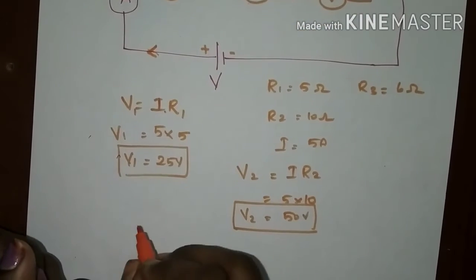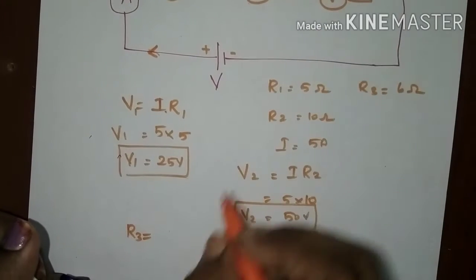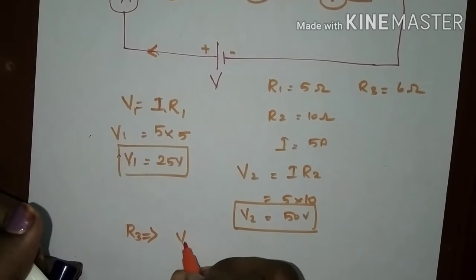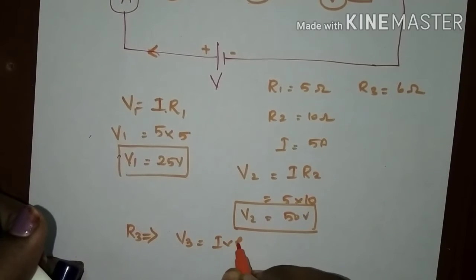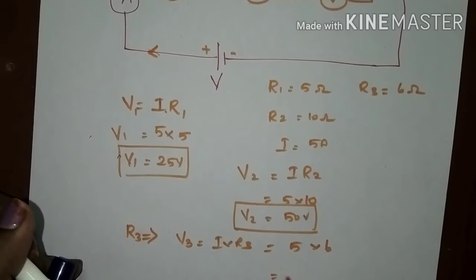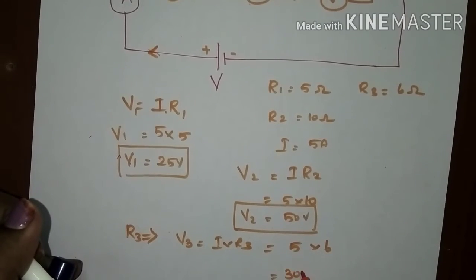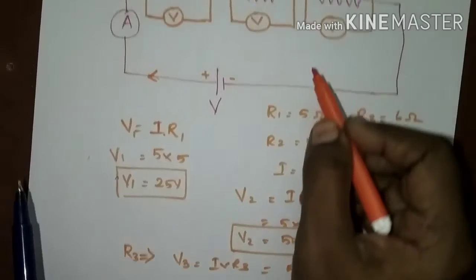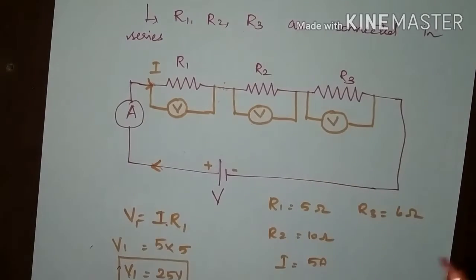And in the case of R3, the voltage drop across R3, V3, can be represented as I into R3. So, your current is 5 amp and R3 is 6 ohms. Voltage drop across it will be 30 volts. Okay, each resistance will have a separate voltage drop across it.